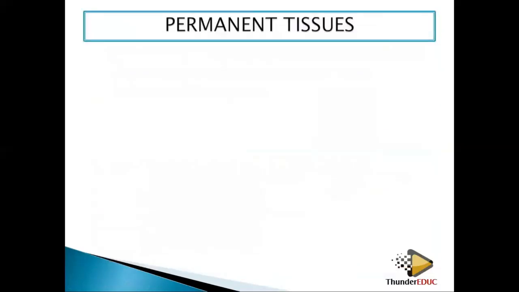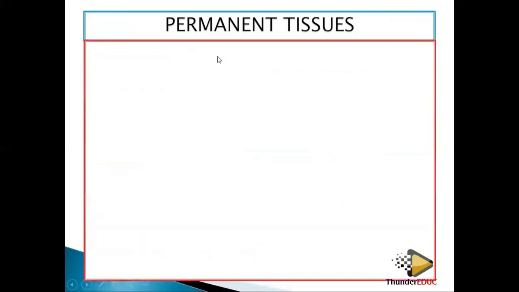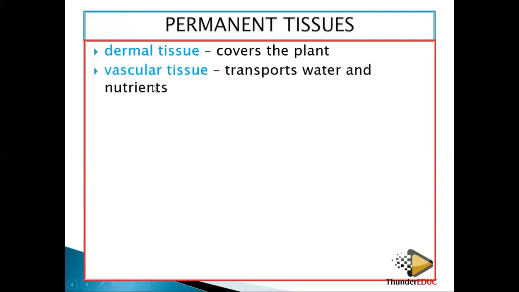So what about permanent tissues? When you look at permanent tissues, these ones can't modify. Dermal tissue, they cover the plant. It means that it is at the outside part of the plant, that's why it's dermal. Dermal means it's like a skin. Then you have the vascular tissue. These ones are very important for transportation.